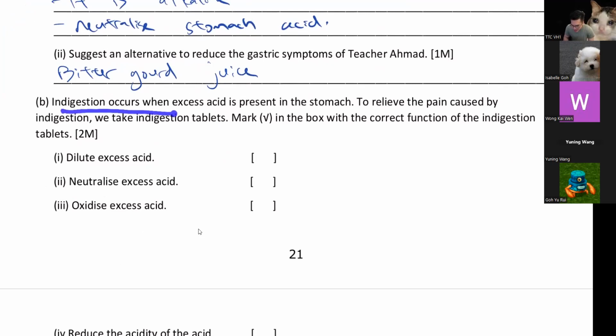Right, so B. Indigestion occurs when excess acid is present in the stomach. To relieve the pain caused by the indigestion, we take indigestion tablets. Mark with the correct function. So what does it do? It will neutralize the acid.